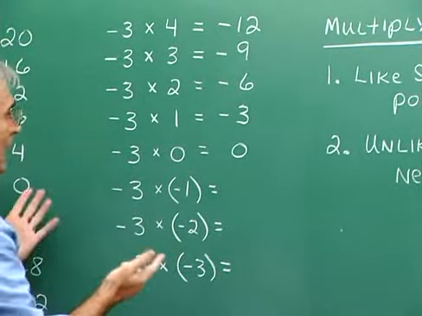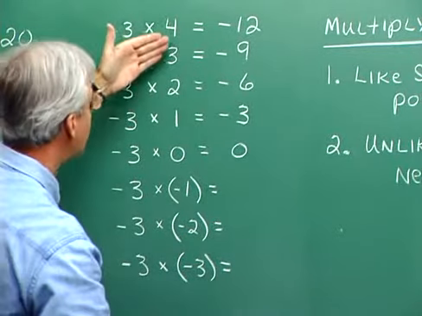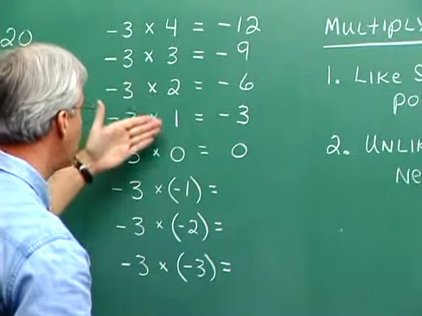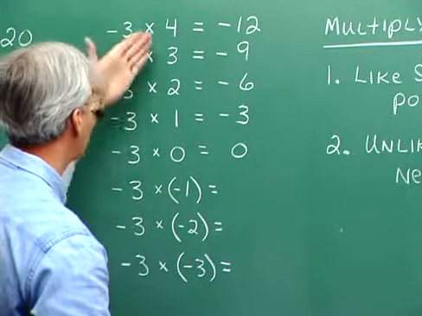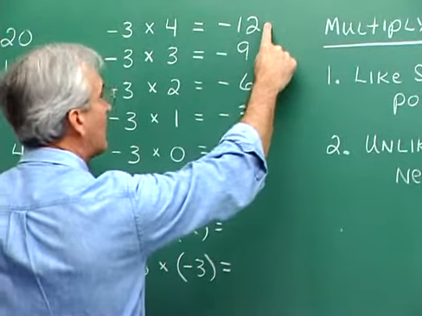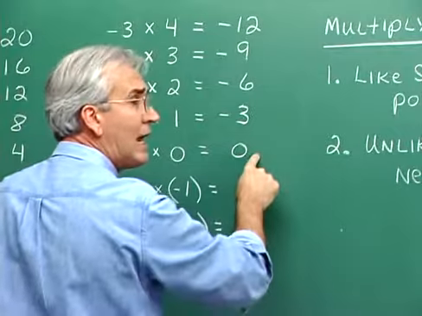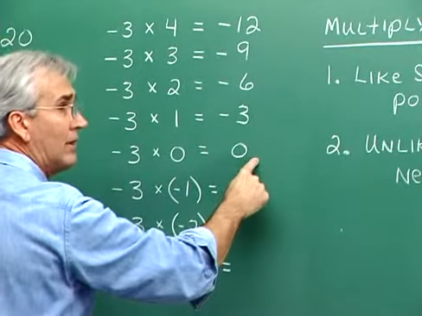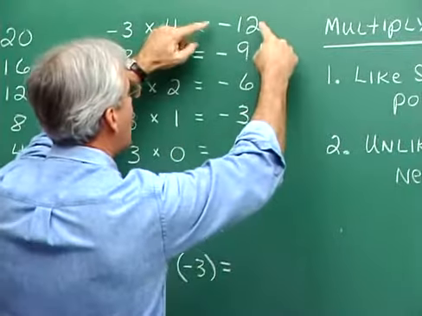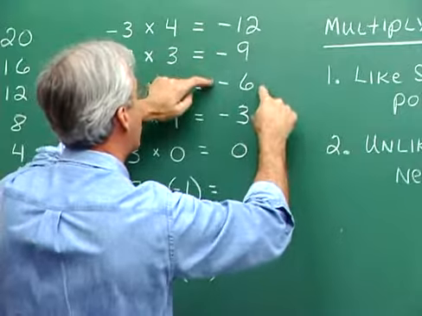Again, we have a pattern here where the negative 3 is staying the same. We are reducing the second factor by 1 for each of the multiplications. And notice what's happening to the products. We have negative 12, negative 9, negative 6, negative 3, 0. If we were looking at these numbers on a number line, the numbers are becoming larger. They're going to the right on the number line. So if we continue the pattern that we see here, notice that they're increasing by 3 every time.